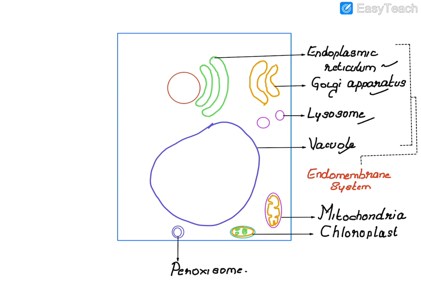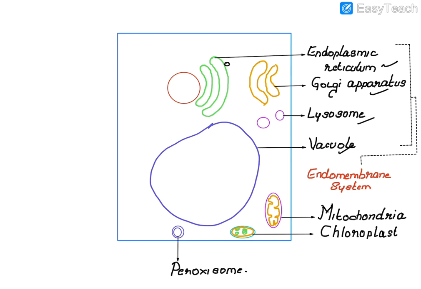All these structures, endoplasmic reticulum, Golgi apparatus, lysosomes and also vacuole, are single membrane bound cell organelles. Their functions have been coordinated. Any cell organelles whose function has been coordinated, together we call it the endomembrane system. Here the endoplasmic reticulum is involved in the formation of proteins, particularly the rough endoplasmic reticulum.